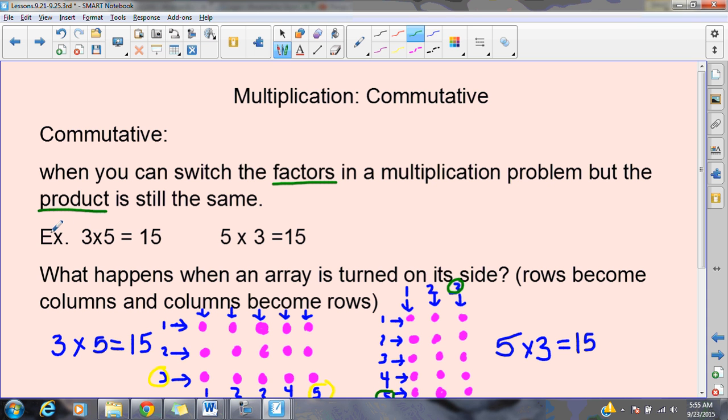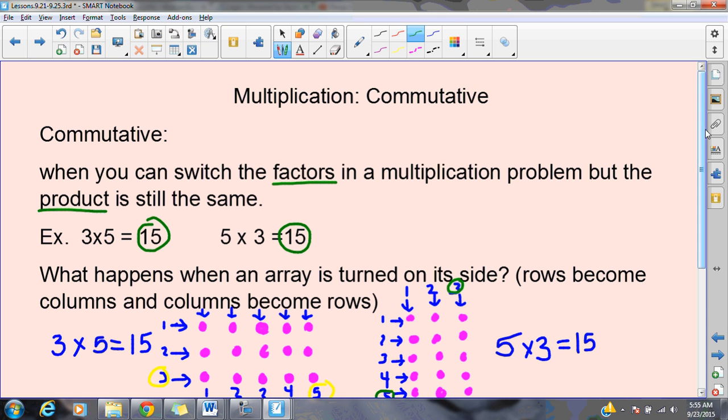Here's an example. 3 times 5 equals 15, but 5 times 3 also equals 15. You can see the factors 3 and 5 are switched to 5 and 3 in this problem, but the answer, the product, is still exactly the same.